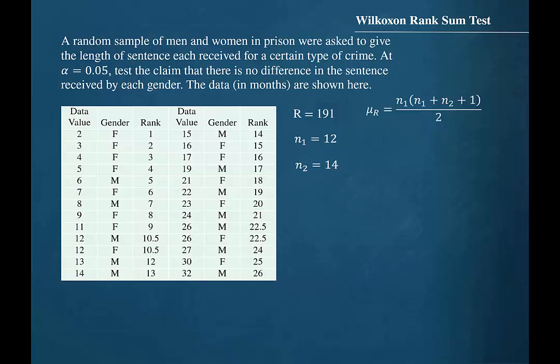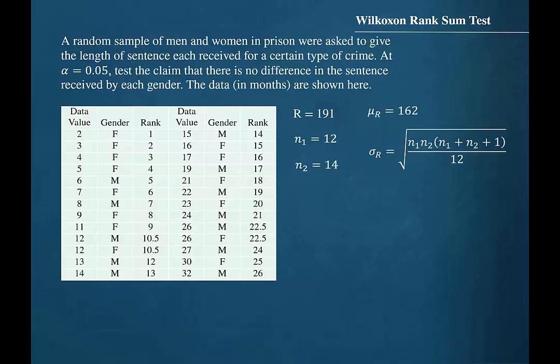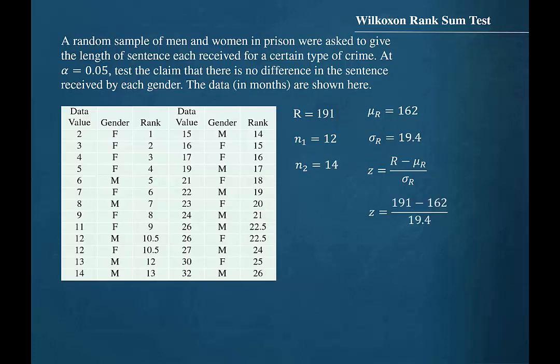Using these values, we will calculate the mean of the rankings with respect to the rankings of the smaller sample size. Substituting into the formula, we find that this mean is 162. Next, we will find the standard deviation for the rankings. Again, substituting into the formula, we find a standard deviation of 19.4. We can now calculate the z-score for the rankings. Substituting into this formula, we find a z-score of 1.49.